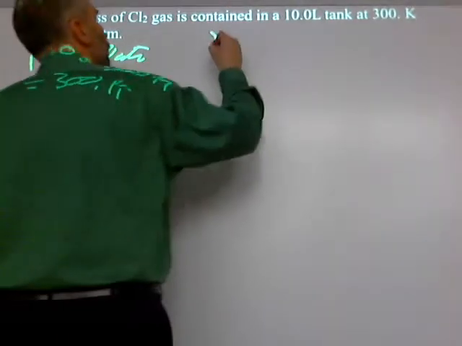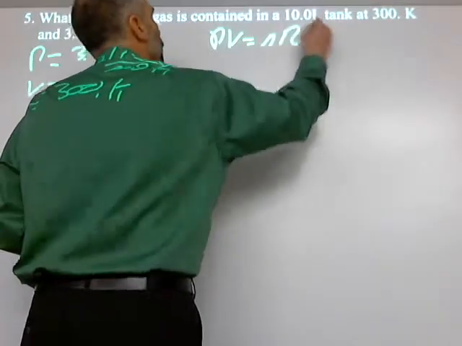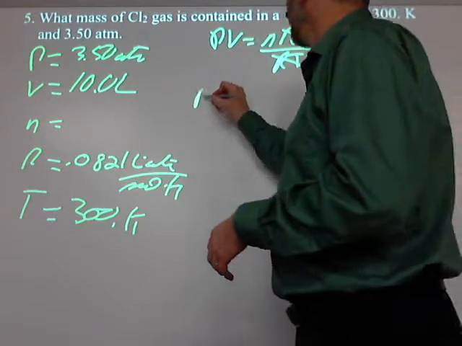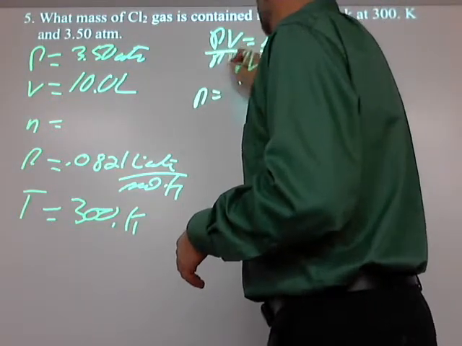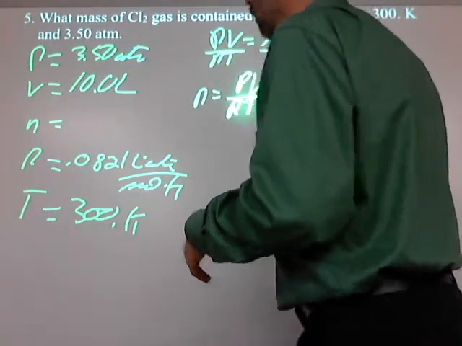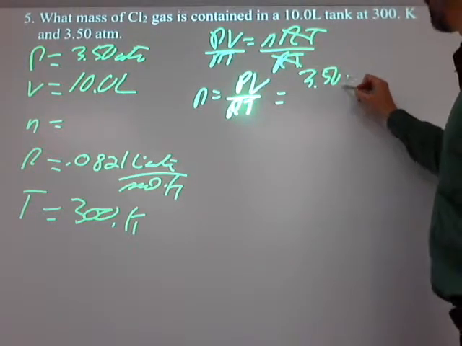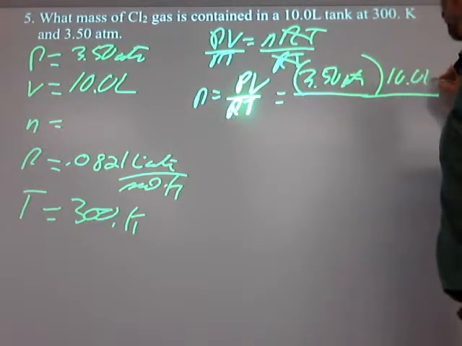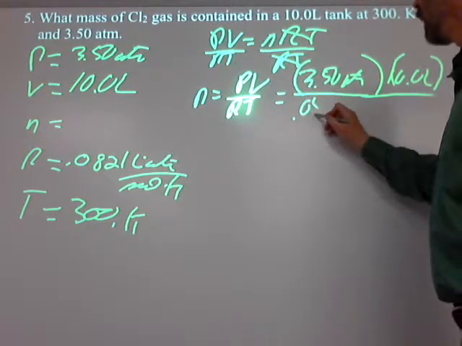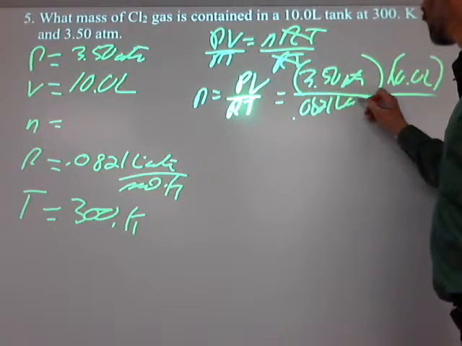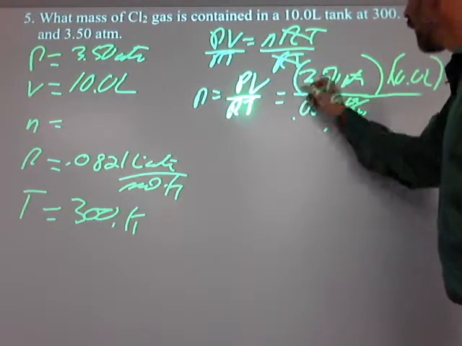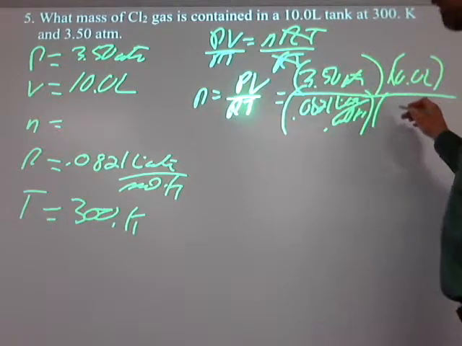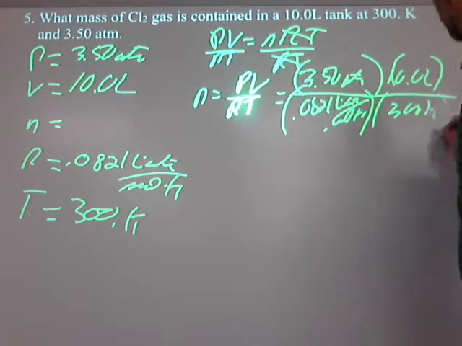So let's do the problem. PV equals nRT. I'm solving for n, so I'll divide both sides by RT. n equals PV over RT, which equals 3.50 atmospheres times 10.0 liters over 0.0821 liter atmospheres per mole Kelvin times 300 Kelvin. You know how tired I am of writing that? If you guys think you've done it a lot, I've done it more.